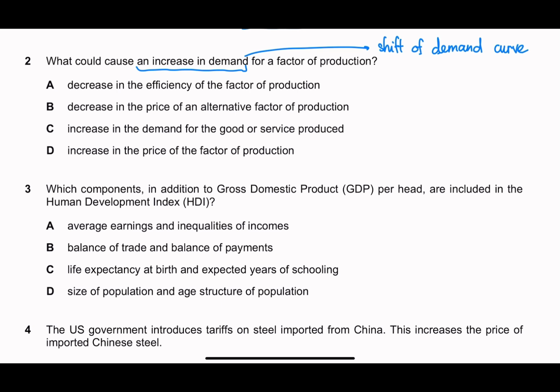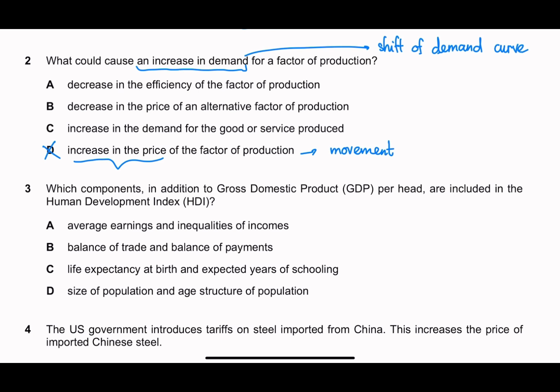So right away we can already see that D, saying that increase in the price of the factor of production, that would imply a movement along the curve. And particularly it would be the movement to the left of the curve. So then D would not be the answer. So for A, decrease in the efficiency of the factor of production, this would mean that the factor of production is now less relevant to produce whatever the product, the good or the service. So this would actually lead to a decrease in demand because people would prefer the alternative or the substitute of the factor of production. So the answer is not A.